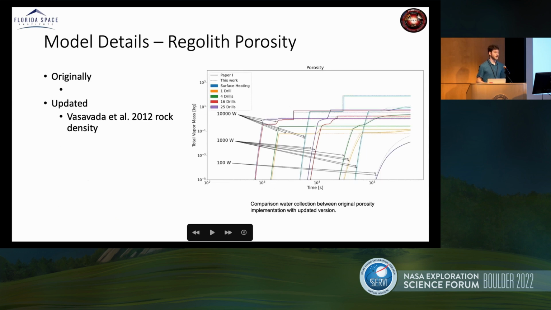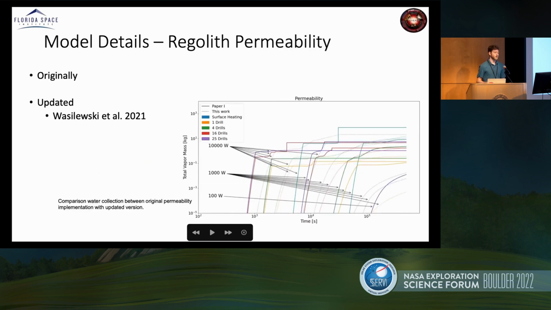Next up is porosity. Originally, this was a value of 0.3. And we updated this to use Vasavada et al.'s research for rock density. And here we can see that it really didn't have too much effect. And this is because the Vasavada equation very rapidly approaches the value of 0.3 for our depth of no more than 1 meter. So there's not too much difference in production times or quantity that we find in dynamic porosity.